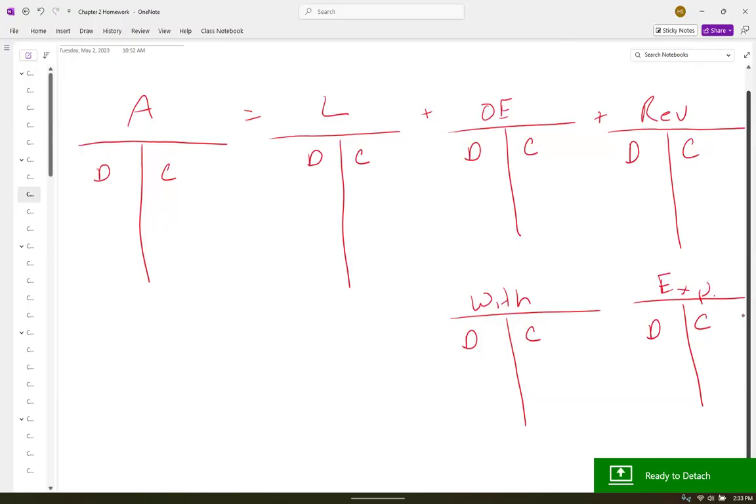So the first thing we've got to understand is the definition of normal balance. Every one of these accounts is going to have a normal balance. What do we mean by normal balance? We are looking at the side where increases occur.